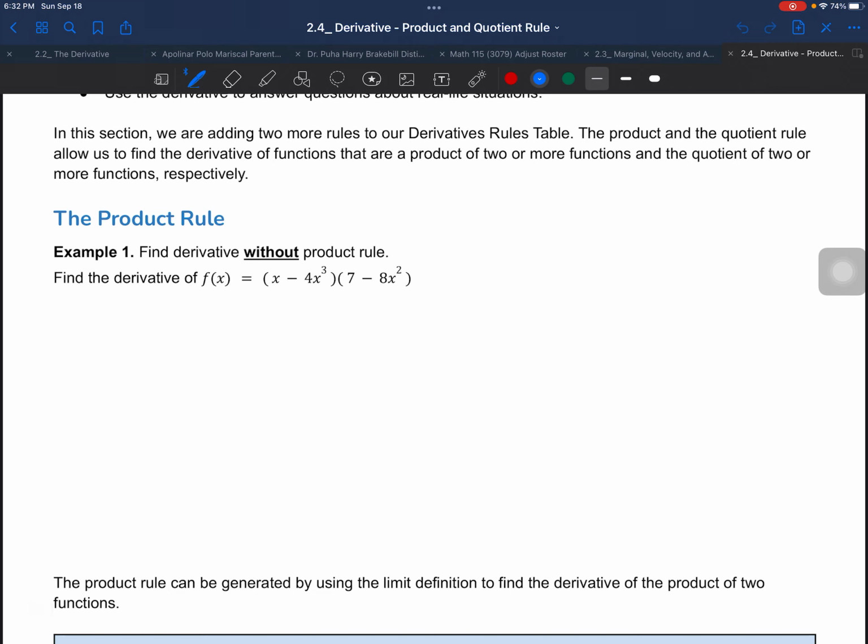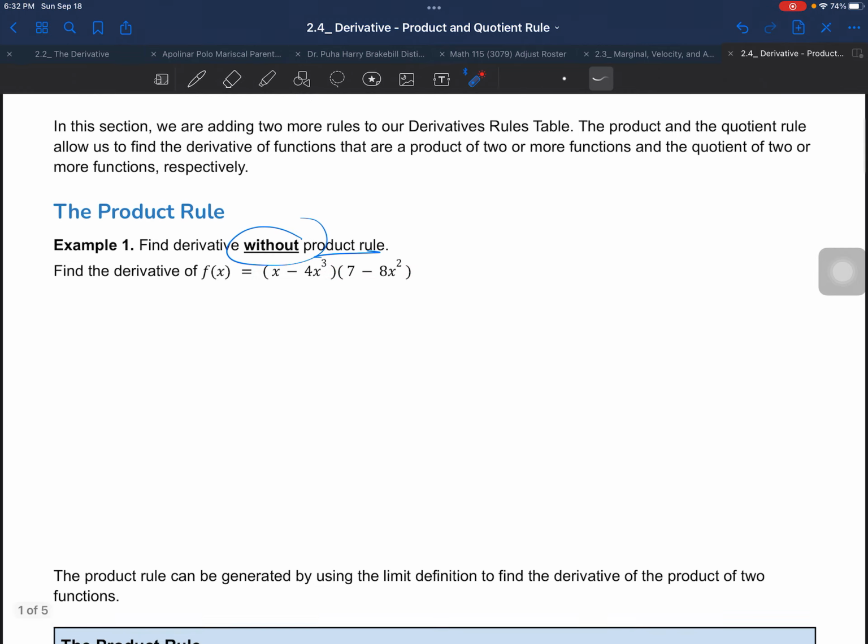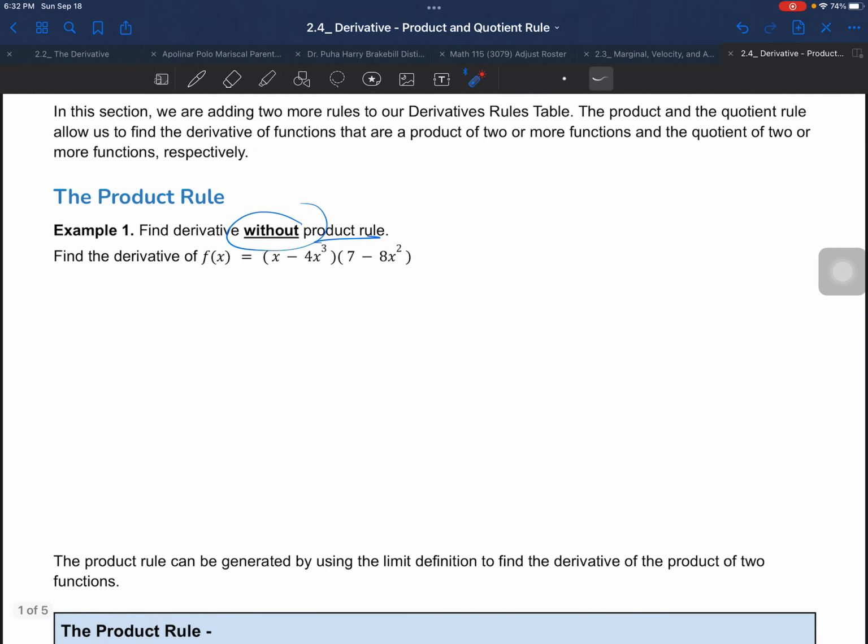So we're going to talk about the rule in a second, but first let's just go through this problem where we're not going to use the product rule, right? And the product rule is often used whenever you have a function times another function, right? So this would have been a perfect example of using the product rule. But again, let's just go through the motions of not using it, just to see how this will be different than when we actually use it. So let's go ahead and jump in.